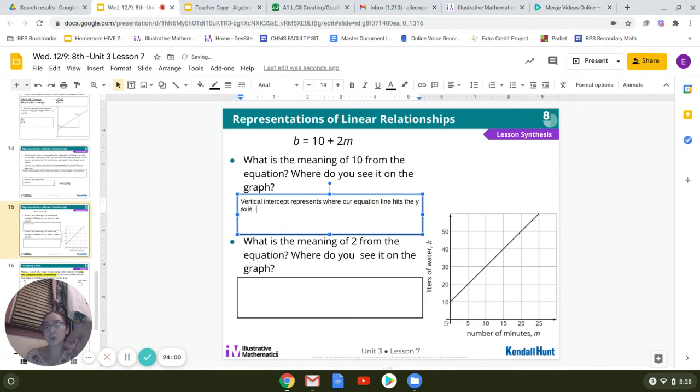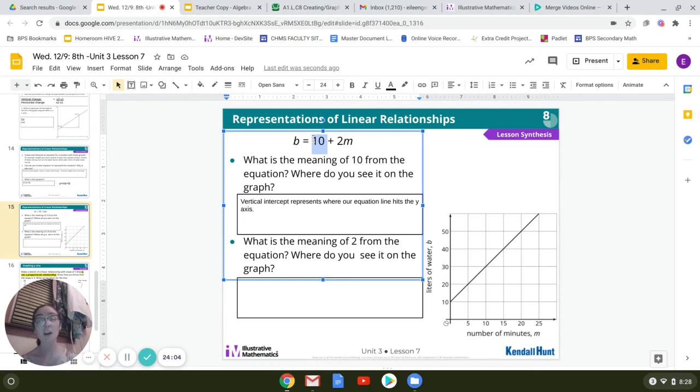Okay, so the vertical intercept, or that number in your equation that's all by itself. When you're looking at the equation, a number that's not attached to a letter is going to be your vertical intercept. That's called our vertical intercept, and it represents where our equation line hits the y-axis. Where does it hit this y-axis? At the number 10. Yes!